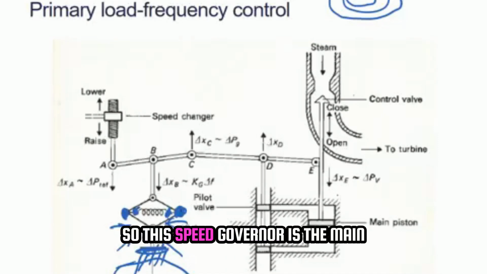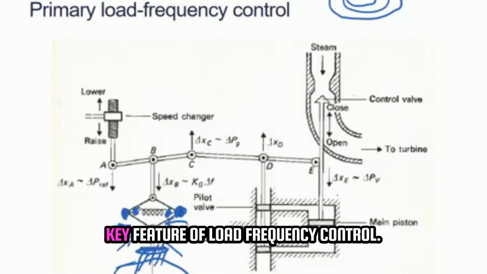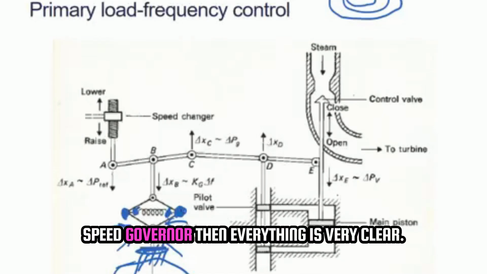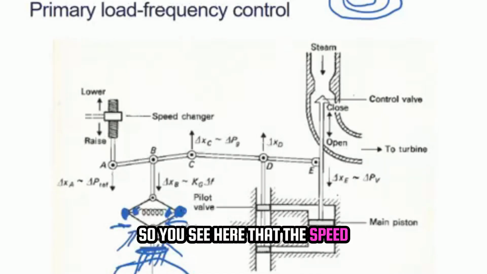Right, so this speed governor is the main key feature of load frequency control, and if you are able to understand this speed governor, then everything is very clear. So you see here that the speed governor plays an important role. I hope this is clear, because the rest is all very mechanical. Only the speed governor is the thing which gives a feedback.